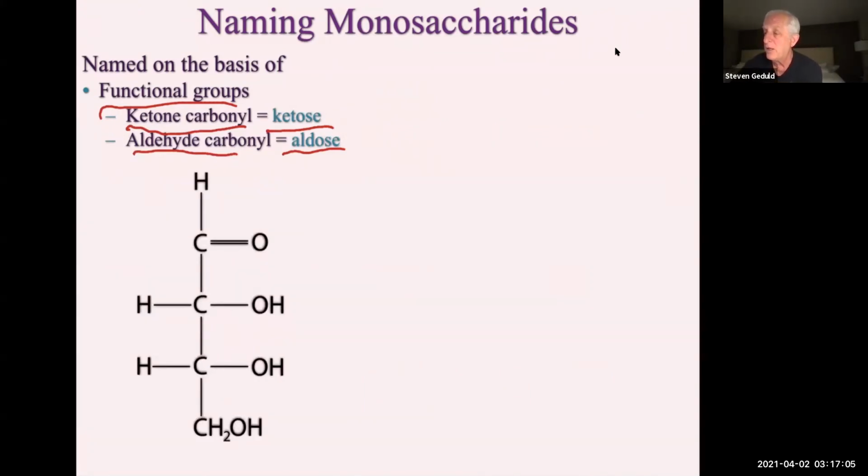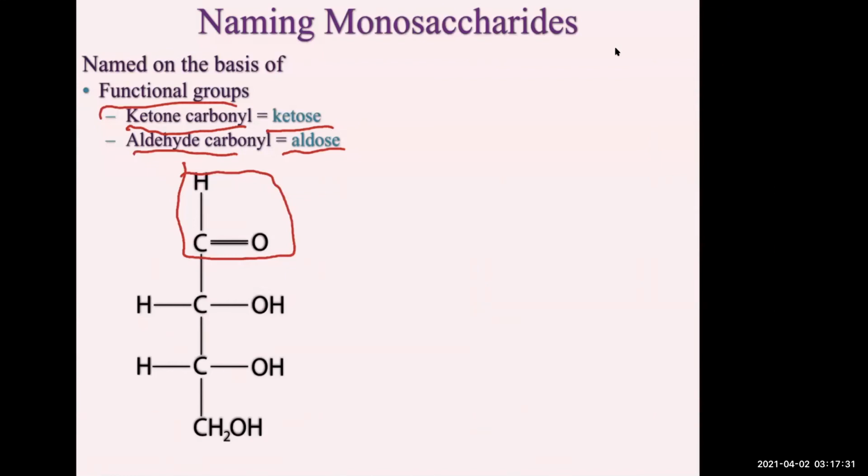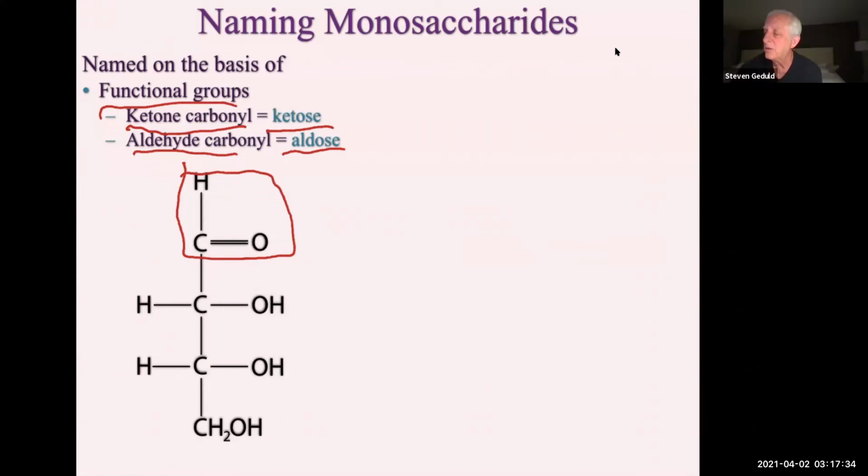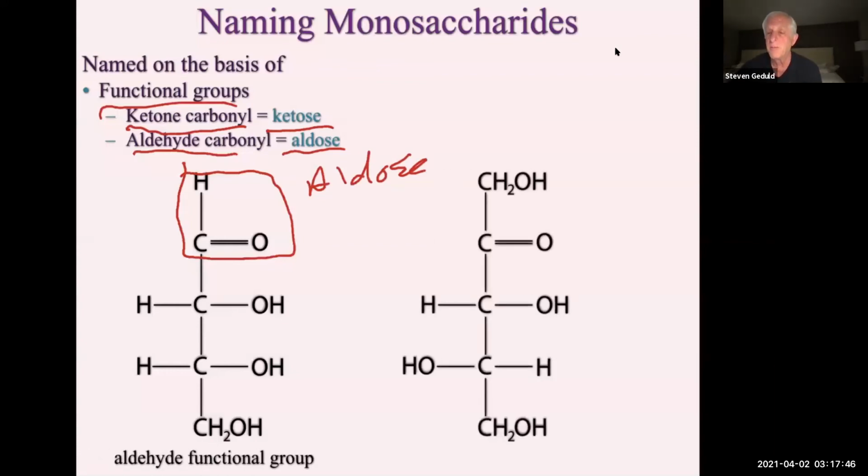This is the Fischer projection of the sugar. At the top, we put the most oxidized end. That's how we arrange these carbons. The most oxidized end goes on the top. If you look at this, is this an aldehyde or a ketone functional group on the top? Who remembers? Aldehyde. Perfect. This is an aldehyde, so this is an aldose. It's 1, 2, 3, 4, a 4 carbon sugar, and it's an aldose, with an aldehyde functional group.